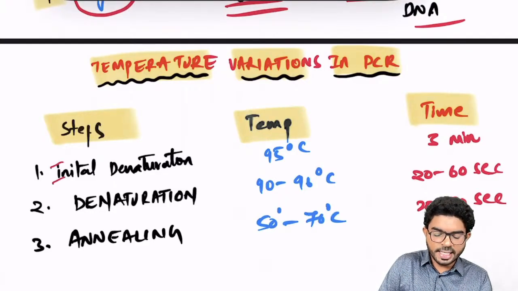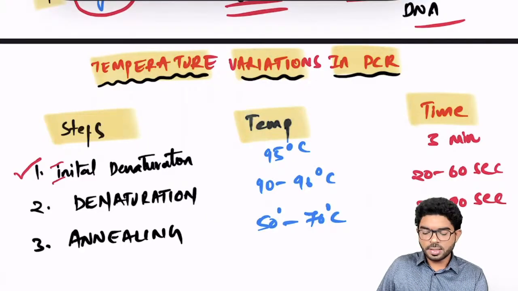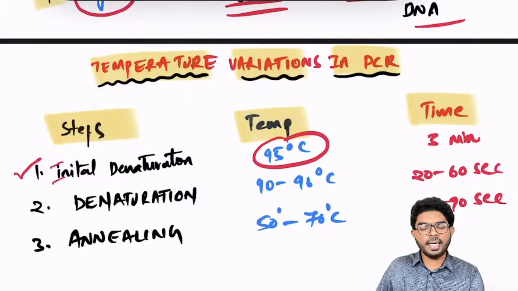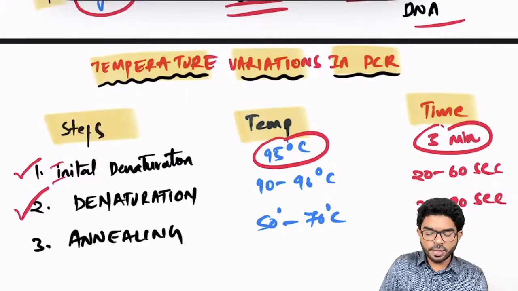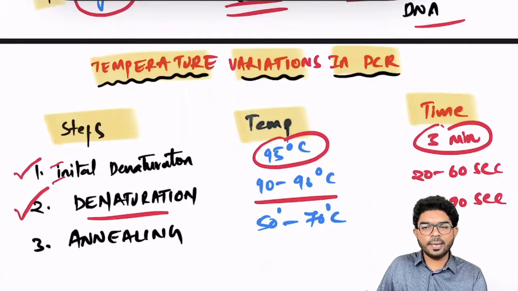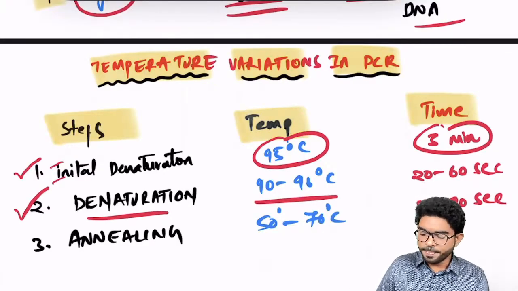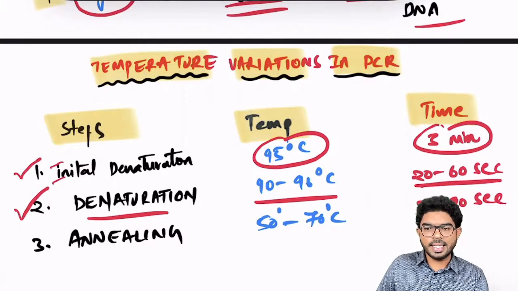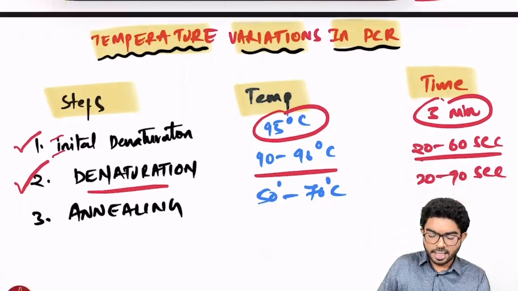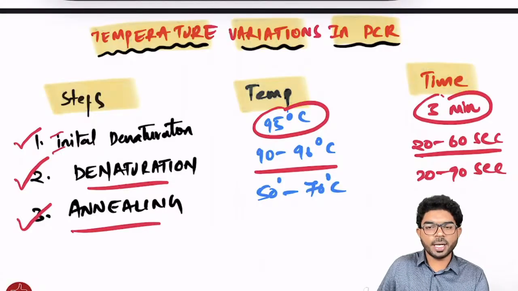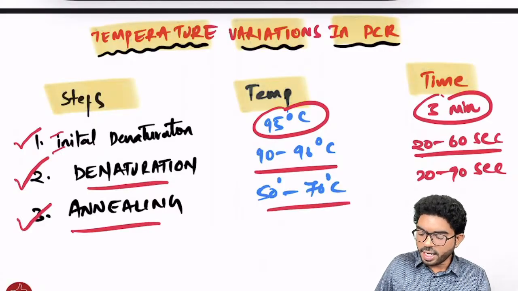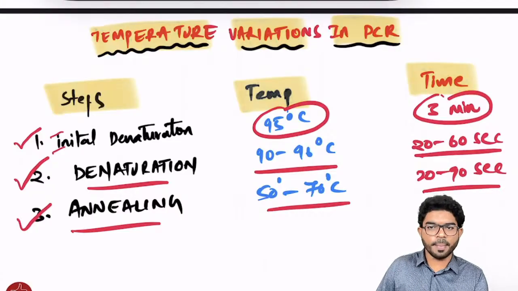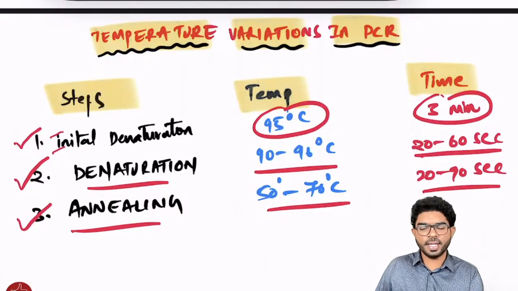First is initial denaturation. I'm going to use a temperature of around 95 degrees centigrade for about 3 minutes, followed by denaturation, which is around 90 to 96 or 96 to 98 degrees, for around 20 to 60 seconds. Then annealing takes place at a lesser temperature, that is 50 to 70 degrees centigrade, for around 20 to 90 seconds. So these are the temperatures that you have to make out when you're preparing for the exam.